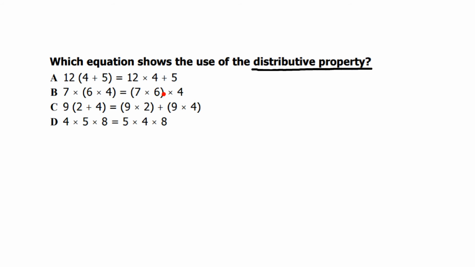So what I'm going to do is put a little A next to that so that I know that that's an example of the associative property, and then I'm going to X this one out because I know that's not the distributive, it's the associative. All right, so let's look down here.